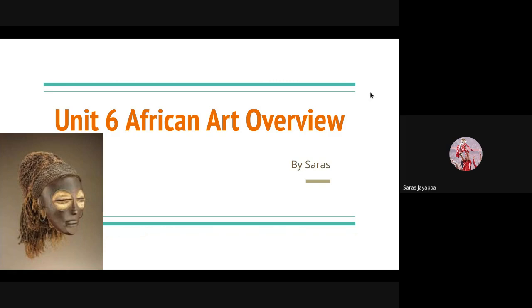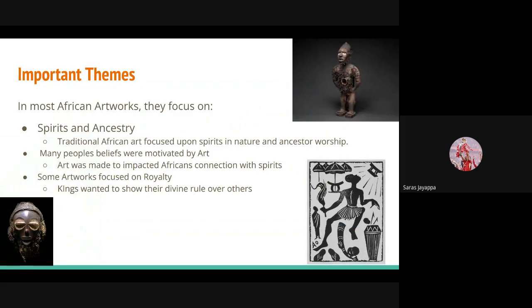Okay, let's get started. Some important themes that most African artworks focus on are spirits and ancestry. Mainly, most traditional African art is focused on spirits, nature, and ancestral worship. Along with this, art was made so that people would believe more and be motivated by it. Some art was made to impact Africans' belief in the idea of connection with spirits, and art helped reinforce that idea of the spirit world and ancestry.